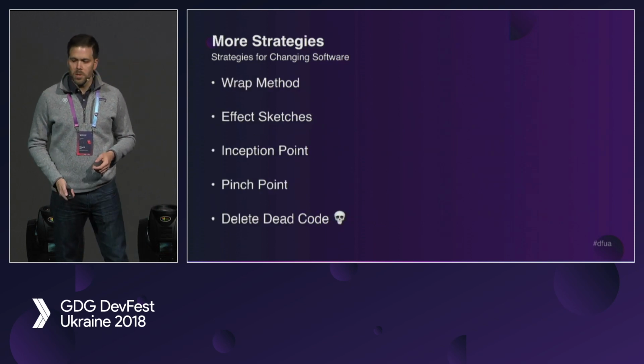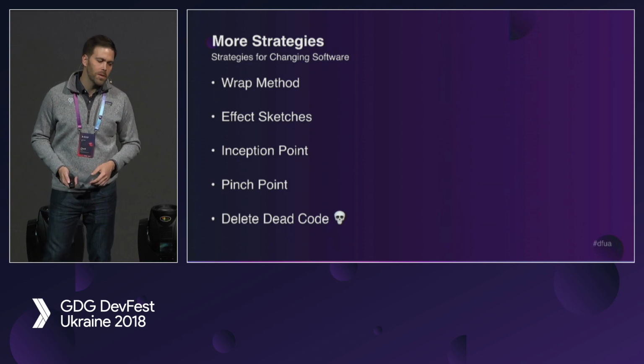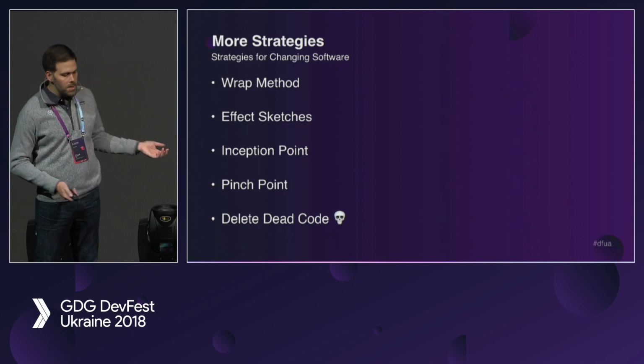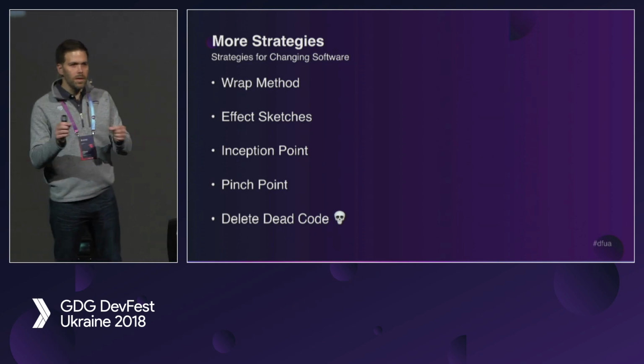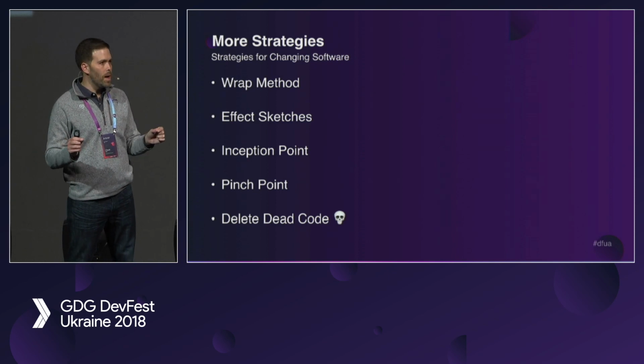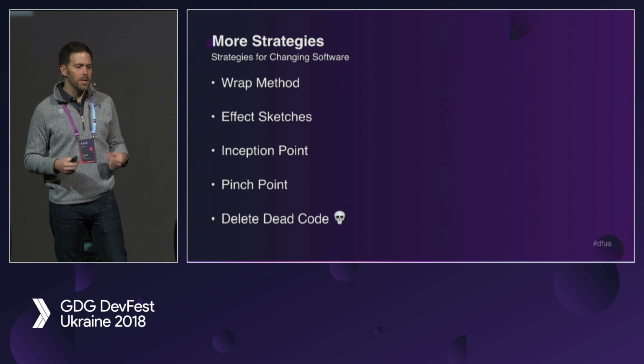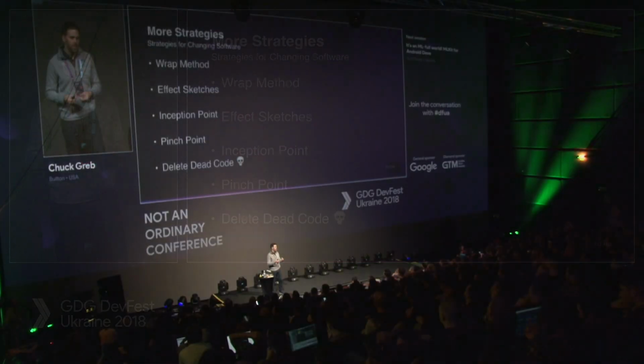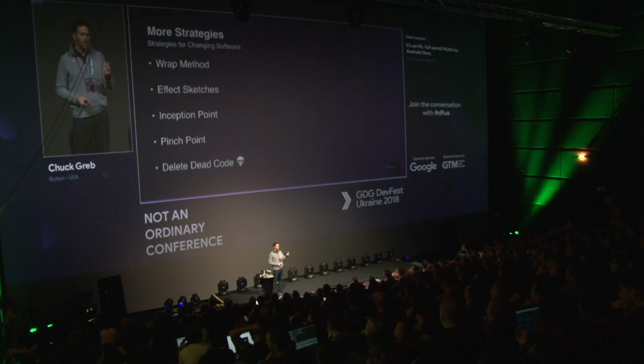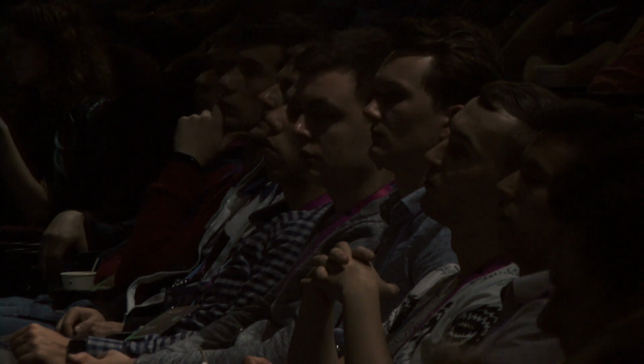Now, there are many more strategies we could talk about like this. Some of my favorites are you can wrap methods similar to wrapping class. You can sketch out the different effects of how the pieces of your application interact with each other. That helps you find things like inception points and pinch points, which is just fancy terminology for where the code changes most often or where a lot of different paths all converge. And so you kind of want to focus your testing on those points.